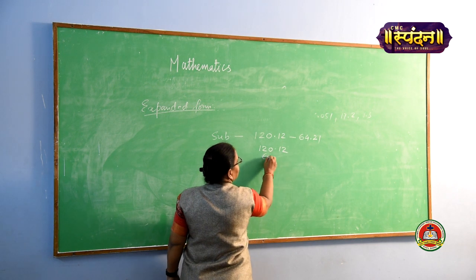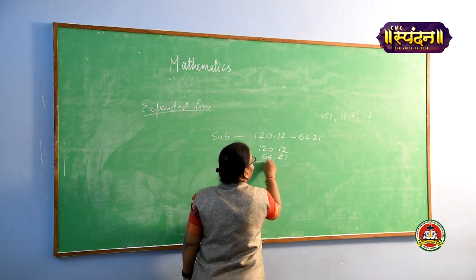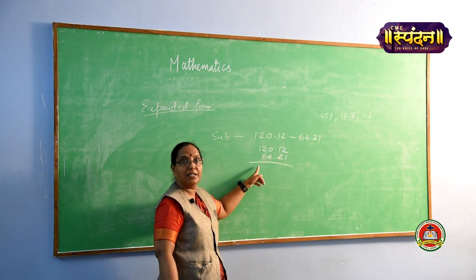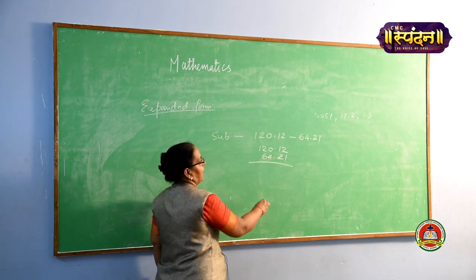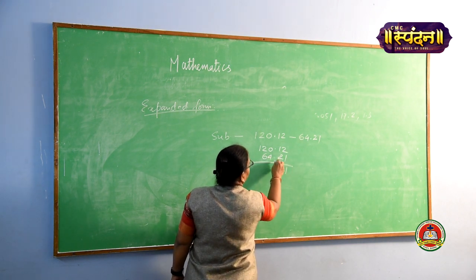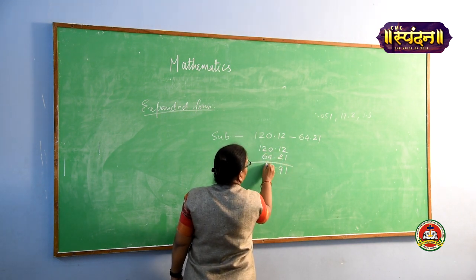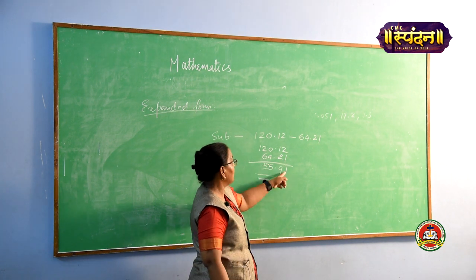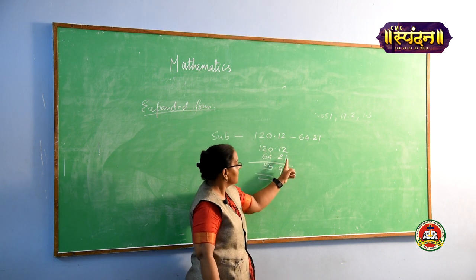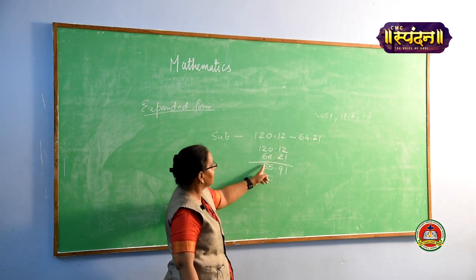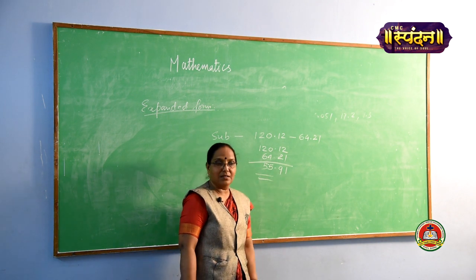120.12 and then 64.21 like this. Now see, column wise also the place value of the digits will be same. Okay, now you have to subtract this one. This is your answer, and if you want to verify, you have to add these two to get this one. So 1 plus 1 2, 2 plus 9 11, 5 plus 5 10 0, 7 plus 5 12. So this is your correct answer.